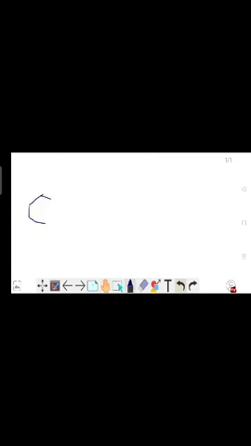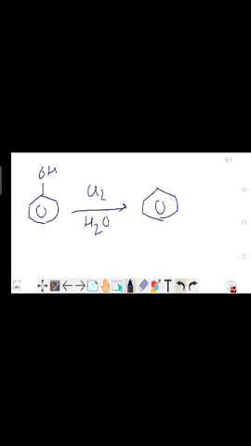When phenol reacts with chlorine water, then it produces 2,4,6-trichlorophenol. Next one is nitration of phenol. So the next reaction is nitration of phenol.